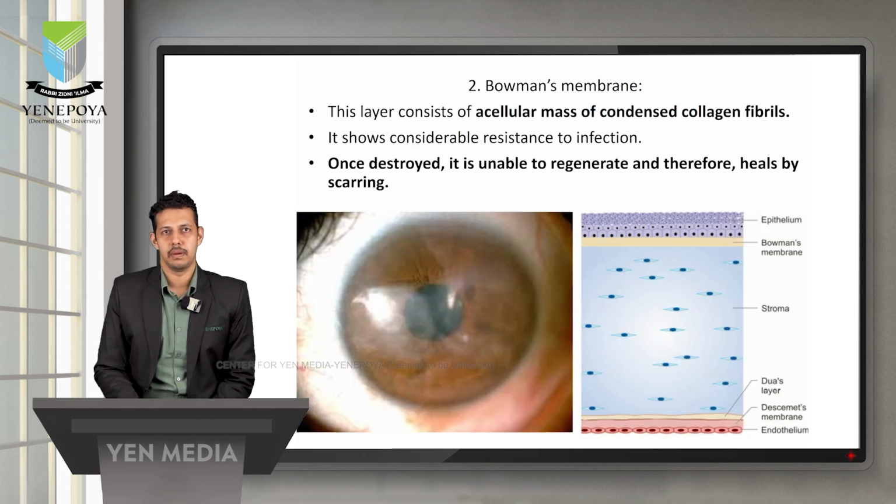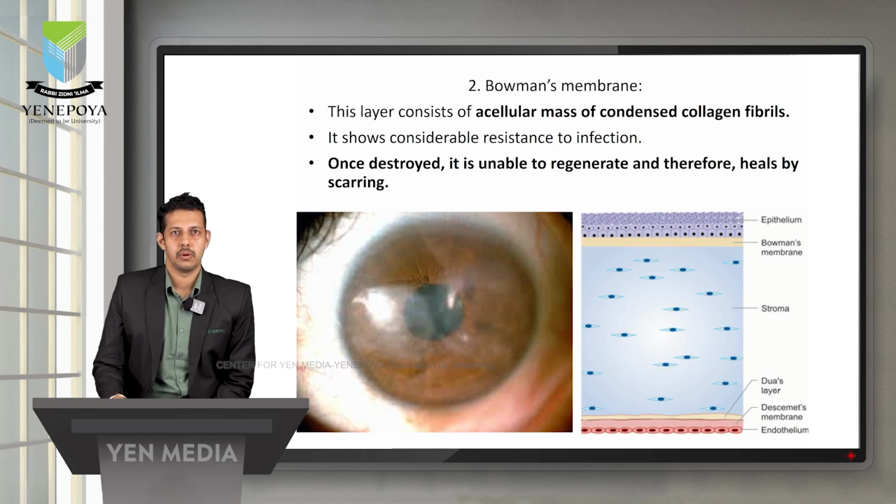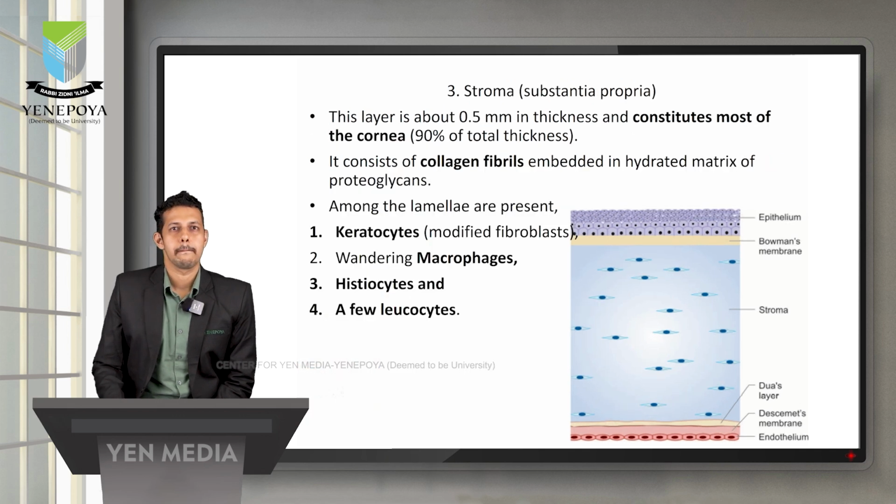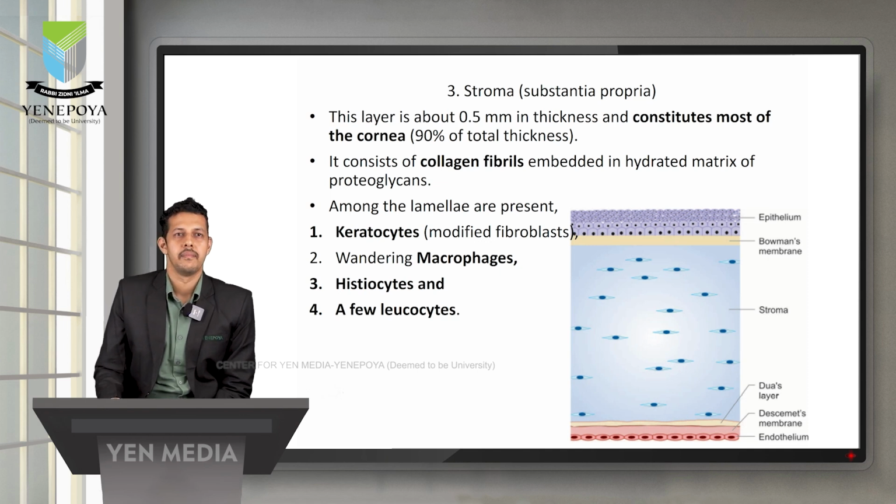The second layer is Bowman's membrane. It is nothing but condensed collagen fibrils. The importance of this is that once an injury pierces the corneal epithelium and Bowman's membrane is destroyed, it cannot regenerate. It will only heal by scarring. The third layer is the major contributor to the corneal layers. It is the stroma. It is again collagen fibrils, which has some cells like keratocytes and macrophages scattered in the substance of the stroma.